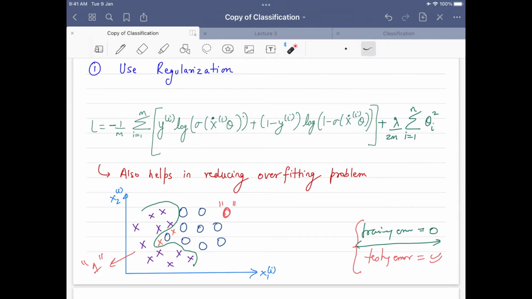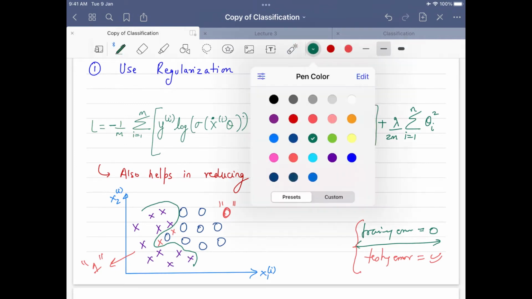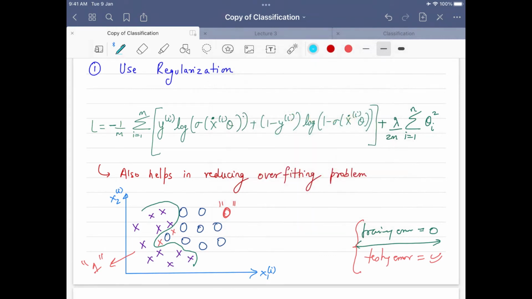Now, in order to avoid this, we use regularization. Regularization actually helps us in relaxing this boundary which is too complex. So what happens now is our new boundary might become this. Let me draw that with a different color. So let us say our new boundary becomes this. This is our new boundary.